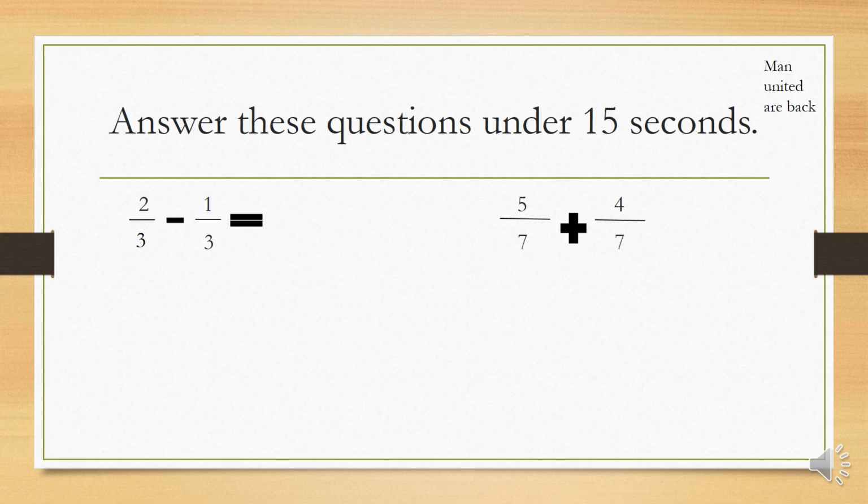Now, 2 over 3 minus 1 over 3. First, we check the denominators. 3 and 3. So we keep the 3, and we do 2 minus 1. That equals 1. Now, 5 over 7 plus 4 over 7. Sorry, guys, I'm on something today. 5 plus 4, what does that equal? 9. And then let's check the denominator. 7, 7. The same thing. So that becomes 9 over 7.